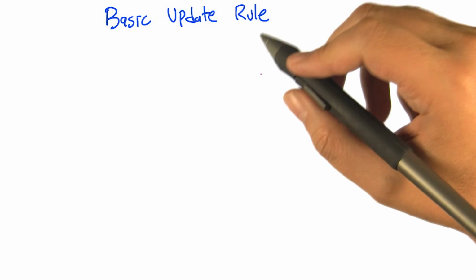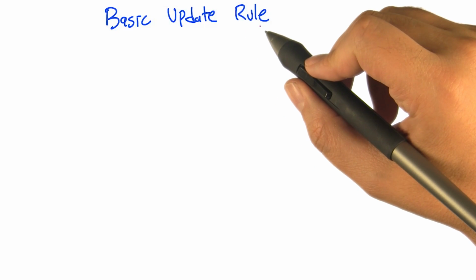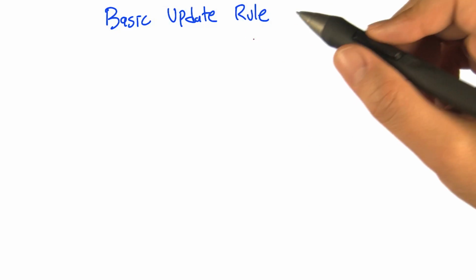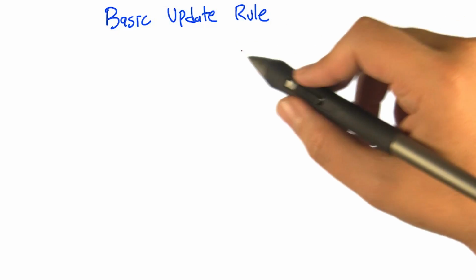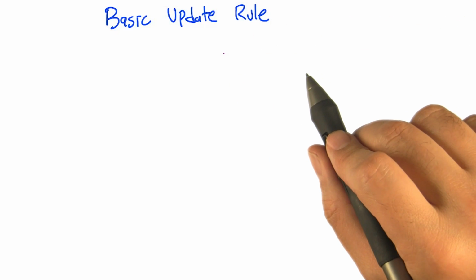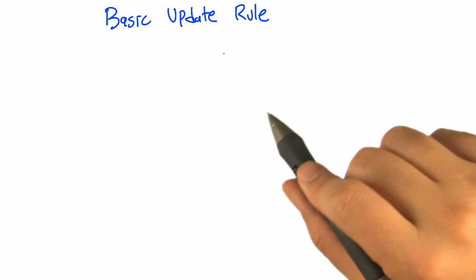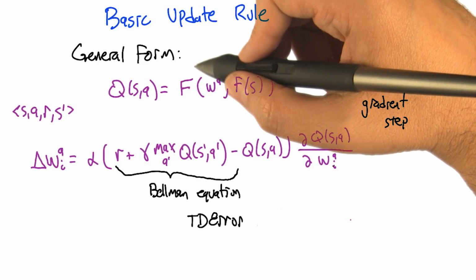So I think it will help if we think through what the basic update rule is when you're doing reinforcement learning or Q learning, and then try to adapt it to this notion that we're representing our value function using some kind of function approximator. Okay. So here's a way to think about this.